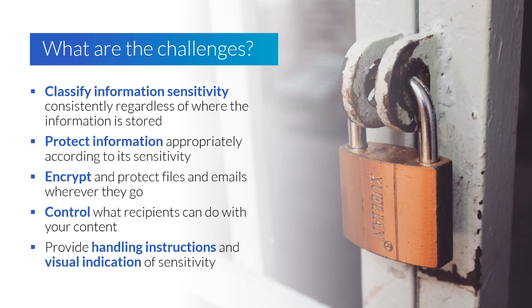That might include encrypting and protecting files and emails, so wherever they go, you maintain the ability to control who can see them, who can forward them, who can print them, and so on. You might also want to provide handling instructions and some sort of visual identification. So that might be headers or footers or watermarking, just some way of showing visually how sensitive an item is.